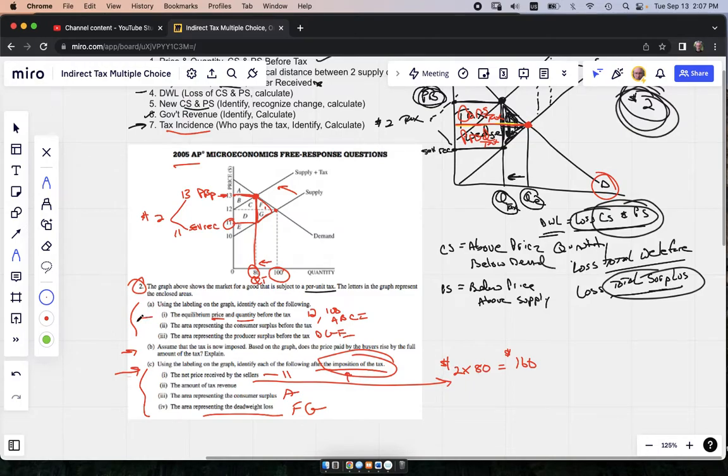That was fast, but you could slow it down, stop it, think about it, go back. Listen to it a couple times. These you can do really quickly once you've done all of the FRQs. Let's see if we can answer B. Assume that the tax is now imposed based on the graph.